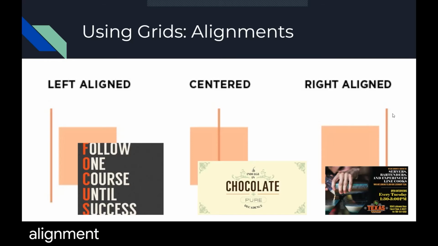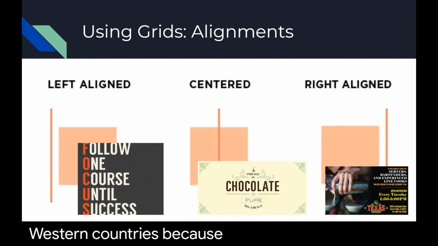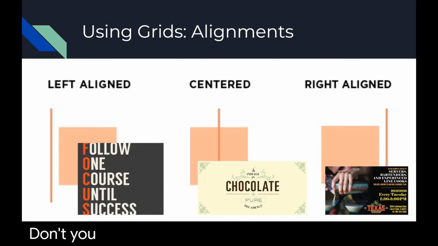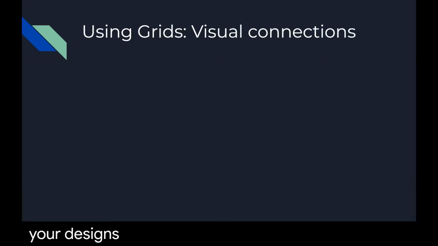The right align is where your text and your elements are going to be right aligned. I would avoid right alignment as much as possible because we find it very difficult to read in Western countries because we read from left to right. And so a right alignment kind of breaks that. So unless you have an intentional use for right alignment, try to avoid it within your designs.